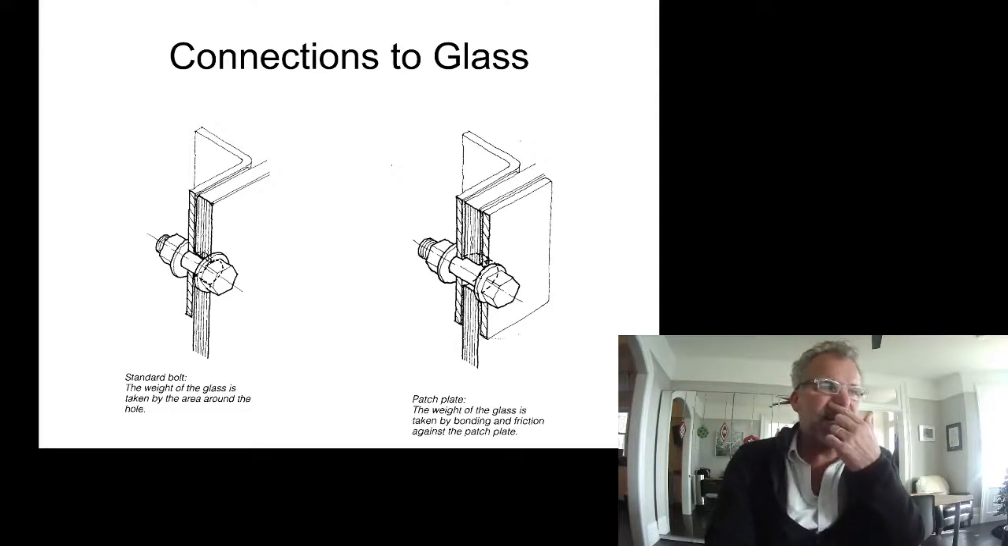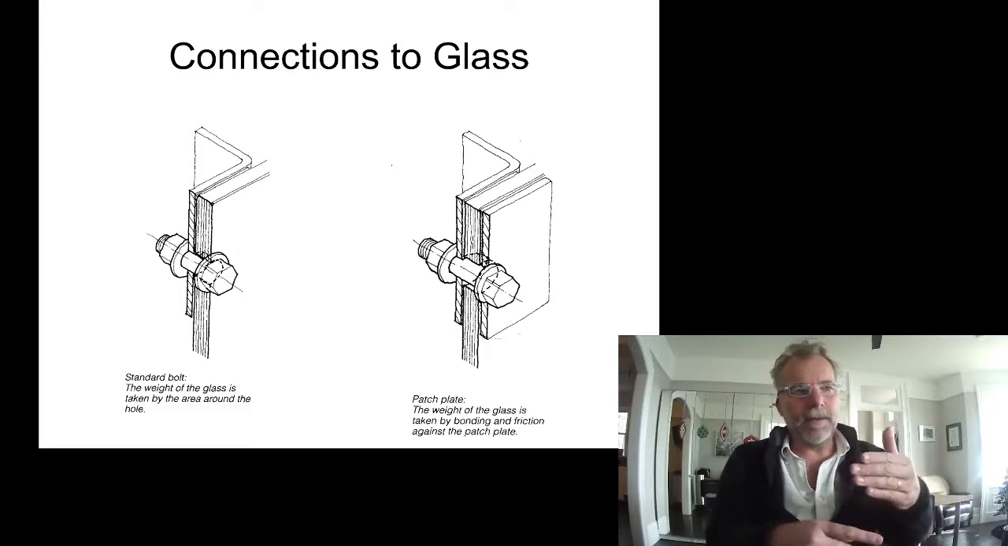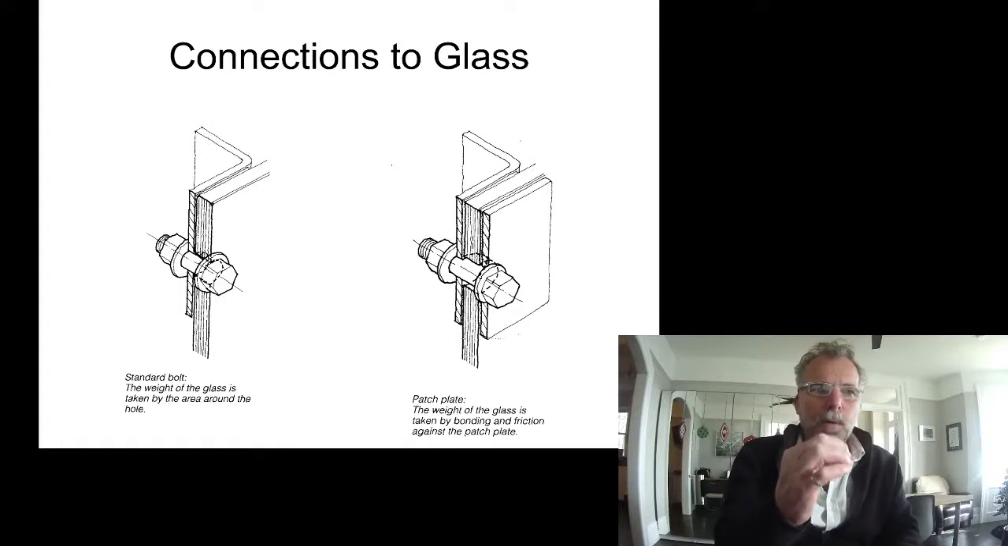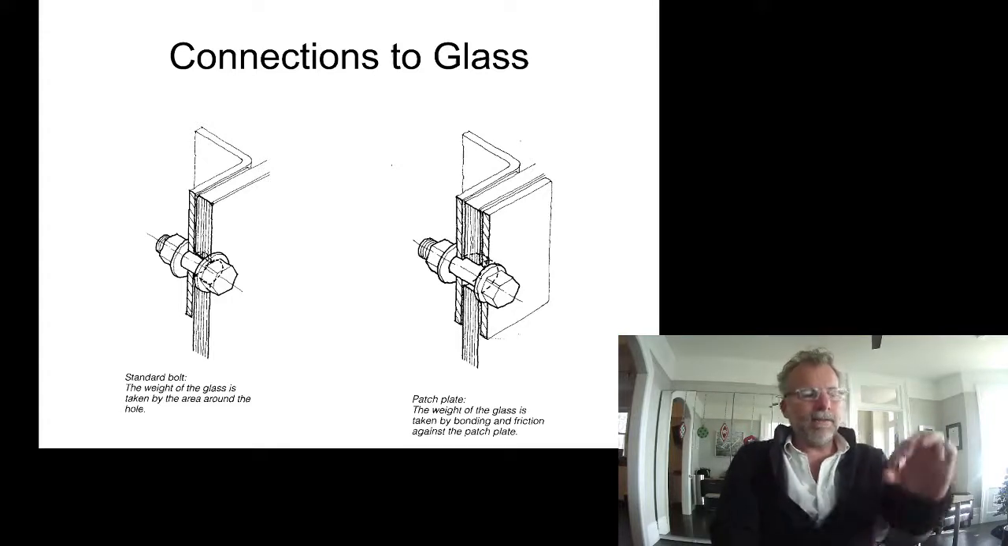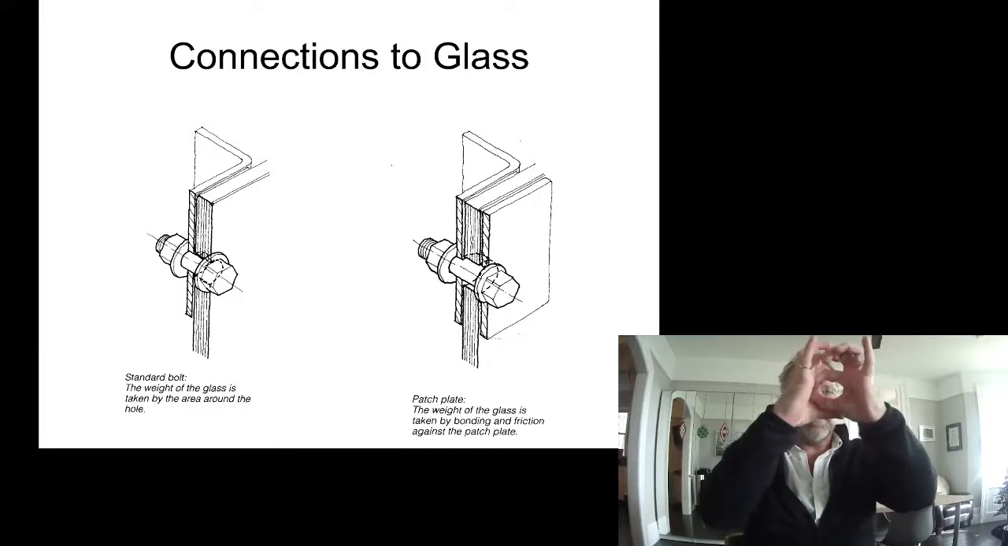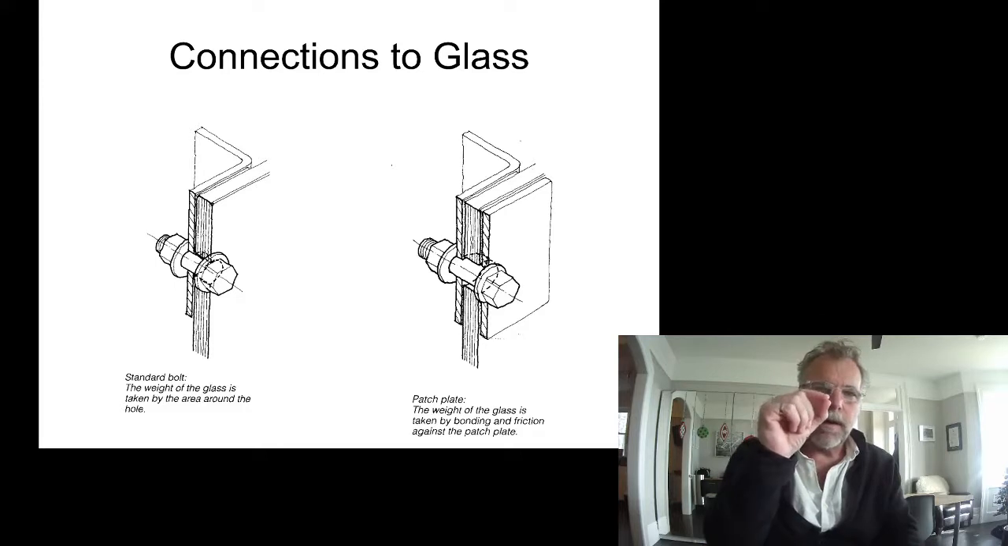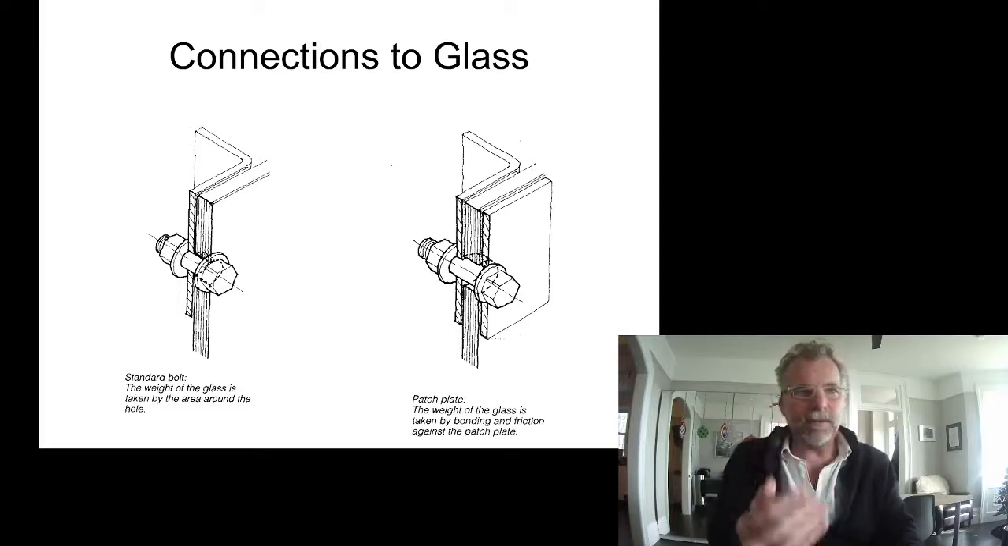Connections to glass. We can bolt glass. So the image on the left is just a standard bolted connection. The bolt bears on the edge of the glass hole. It's fine for low strength connections. So the glass hole is not perfect. The bolt is slightly smaller than the glass hole. If you take a small pin in a big hole, you know that if everything is rigid, you are bearing on an infinitesimal point. The bearing is not spread over the surface of the bolt. You're bearing on a point.